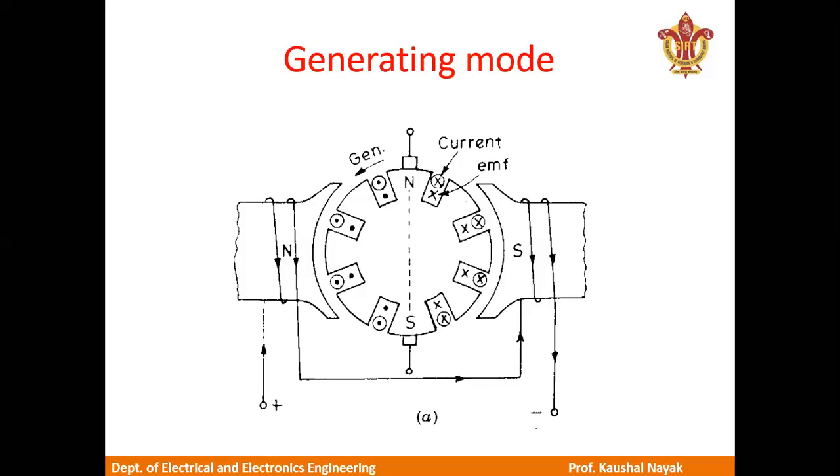This magnetic polarity demands the current direction in the conductors to be indicated by crosses under south pole and by dots under north pole. Current directions in the slots are indicated by crosses and dots within the circle. This shows that the generated EMF and currents in the conductor are in the same direction for a DC machine working as a generator.